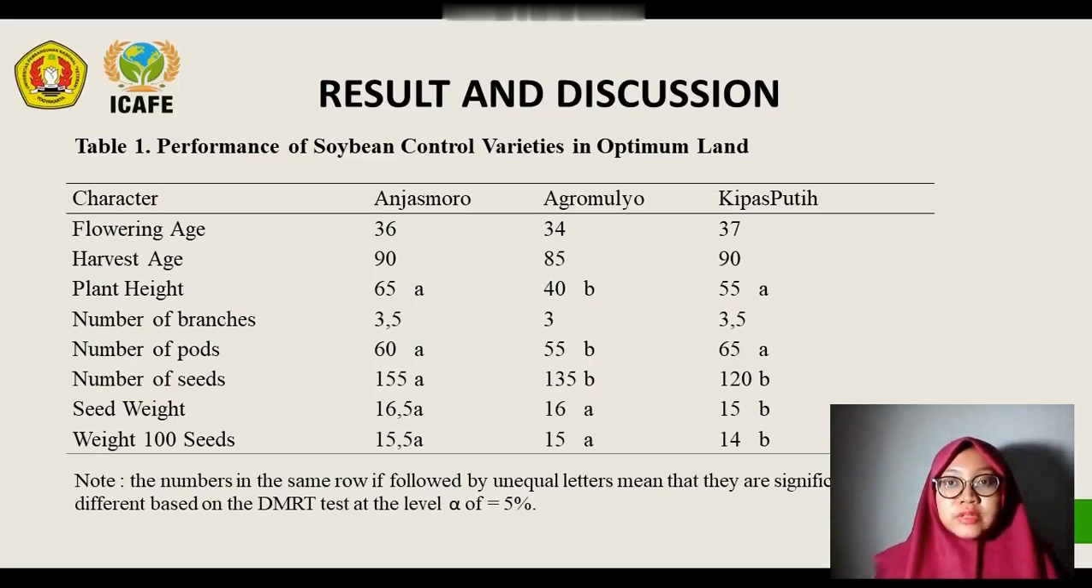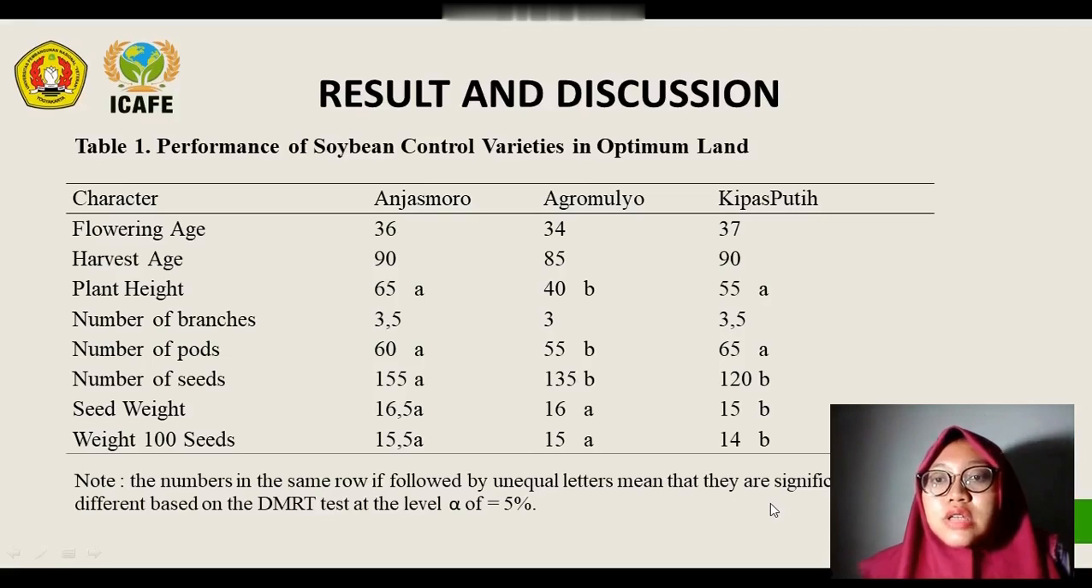Research and discussion. Table 1, about the performance of soybean control varieties in optimum land, shows that the highest plant height was found in the Anjasmoro genotype, not significantly different from Kipas Putih and significantly different from Agromulyo, which has the lowest yield. The highest number of pods was found in the Kipas Putih genotype, not significantly different from Anjasmoro and significantly different from Agromulyo, which has the lowest yield.